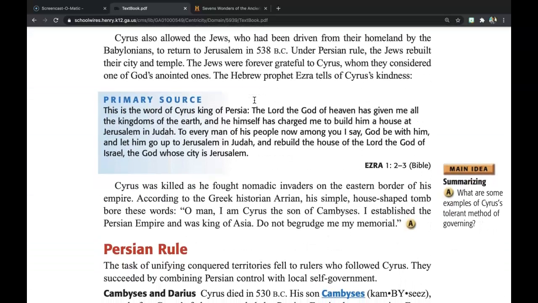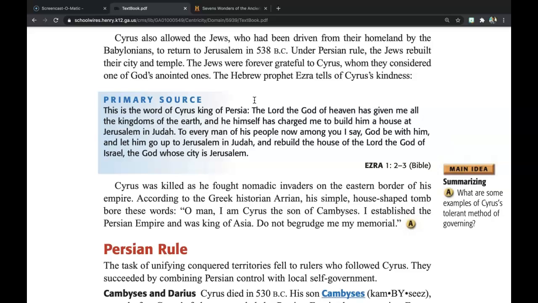Cyrus also allowed the Jews who had been driven from their homeland by Babylonians to return to Jerusalem in 538 BC. Under Persian rule, the Jews rebuilt their city and temple. The Jews were forever grateful to Cyrus, whom they considered one of God's anointed ones. The Hebrew prophet Ezra tells of Cyrus's kindness.